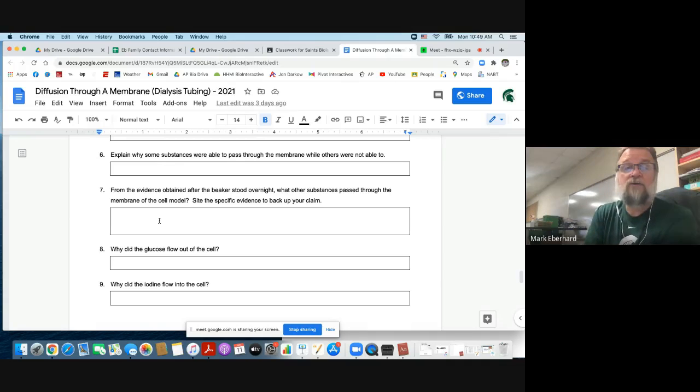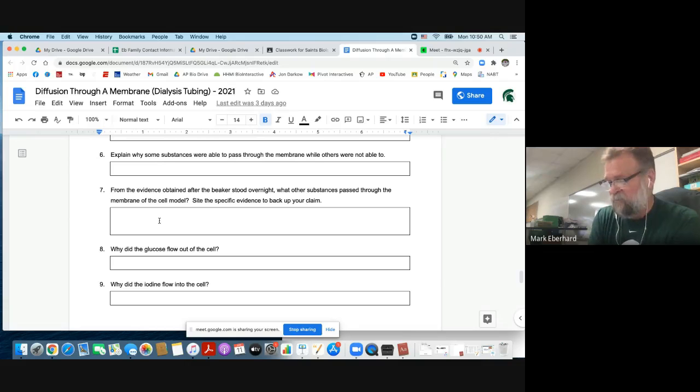Number 8, glucose flow. Why did the glucose go out? Because it was going from high concentration to low concentration. Glucose was in the tube. 100% of the glucose was in the tube, 0% was in the beaker. Almost all the collisions initially were going to happen in the tube.